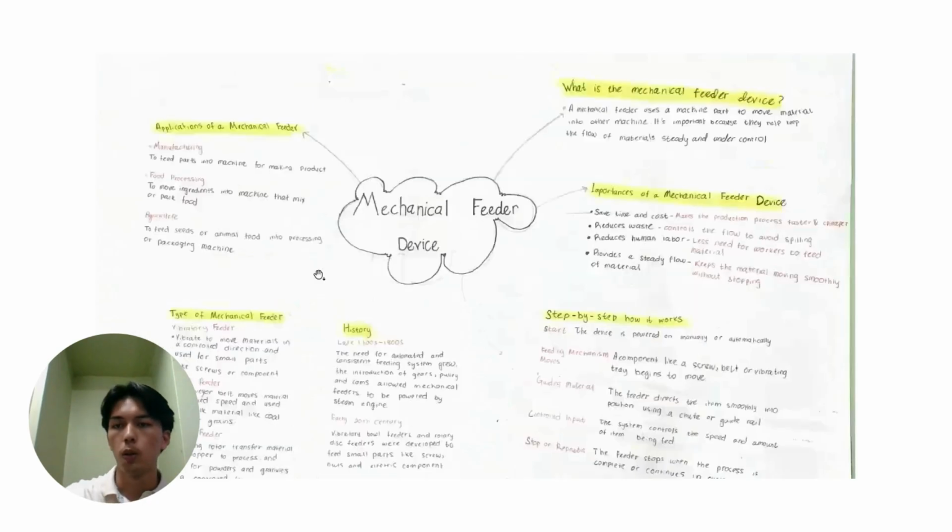Next, we will go to applications of a mechanical feeder. There are three applications, which are manufacturing, food processing, and agriculture. For manufacturing, it is used to feed parts into machines for making products. For food processing, it is to move ingredients into machines that make or pack food. And for agriculture, it is to feed seed or animal food into processing or packaging machines.